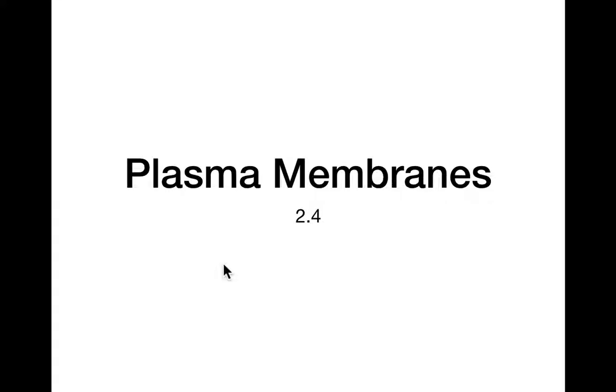We're going to try to go through the plasma membrane right now. In terms of the AP curriculum, it's 2.4. We're trying to figure out what exactly is the outer boundary to a cell and what are its components really. All right, so let's dive in.